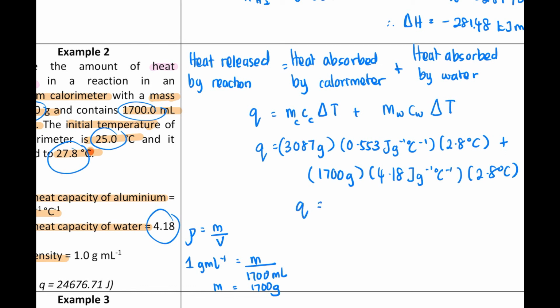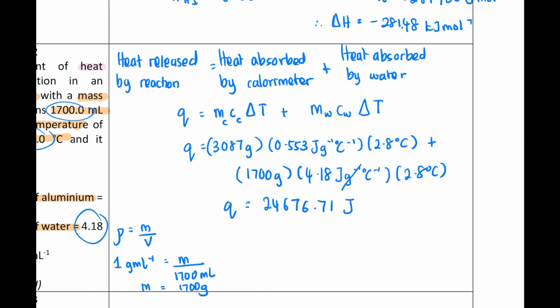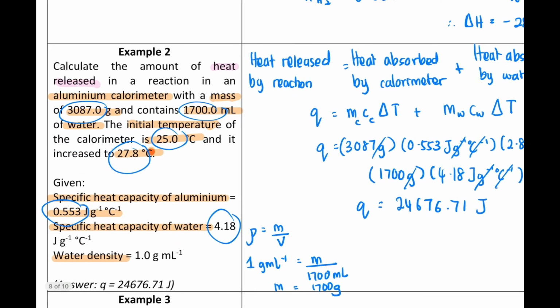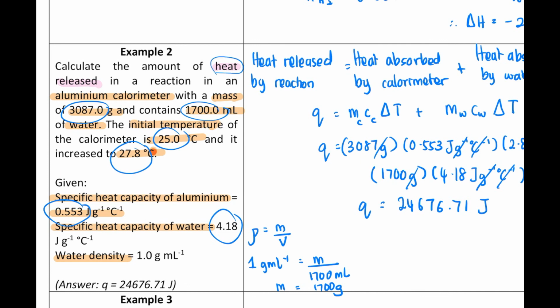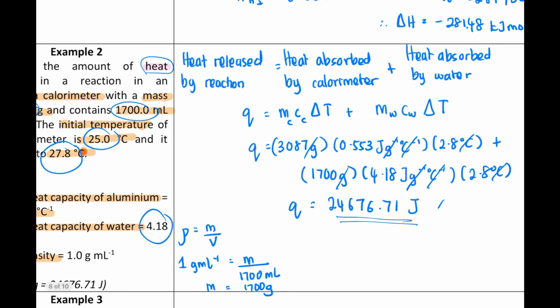So Q equal to, saya dapat 24676.71. Okay, so joule. Sebab apa joule? Sebab unit dia boleh tengok lah, gram per gram per gram cancel. Okay, ini cancel, ini cancel, ini cancel. So unit tinggal joule. Cuma soalan kita baca betul-betul lah. Dia kata heat release. Dia tak minta enthalpy, dia tak minta per mole. So kita assume this is our final answer lah. Okay, so heat release by the reaction is this.